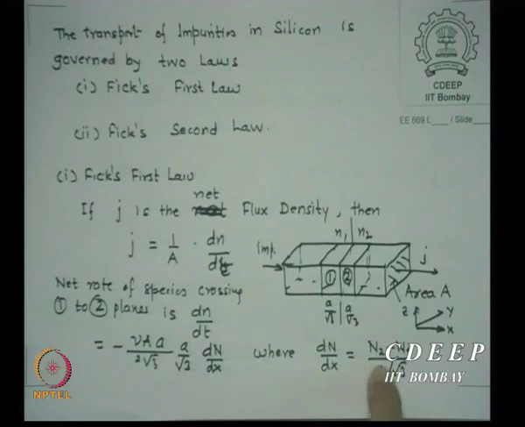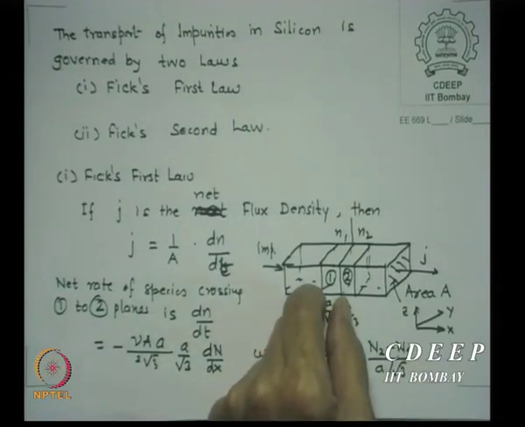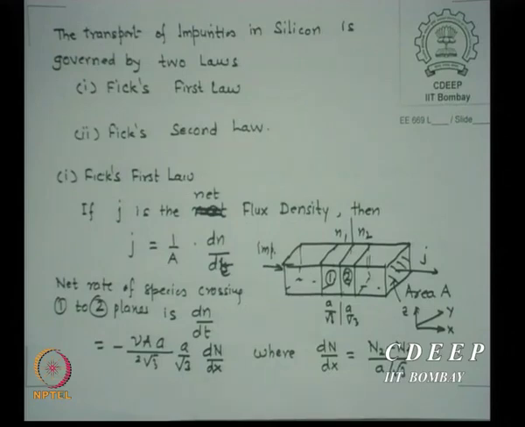Now this gradient is, let's say, n2 is the number here and n1 is the number here per cc. So dn by dx is n2 minus n1 upon the plane distance, which is a root 3, so n2 minus n1 by a root 3. What is this a root 3? The distance between the planes, which I am talking about, is the Miller distance, we will see next time. You have the Miller planes, so we will see what is the minimum distance they have along 100, 111, and other planes.